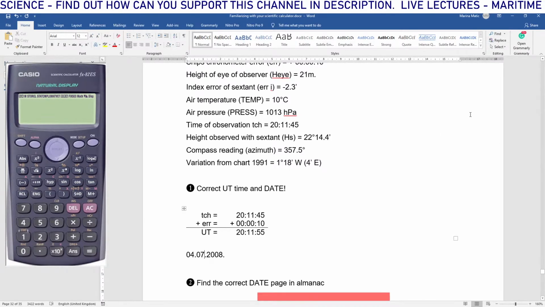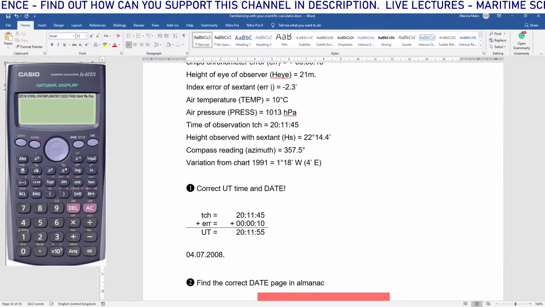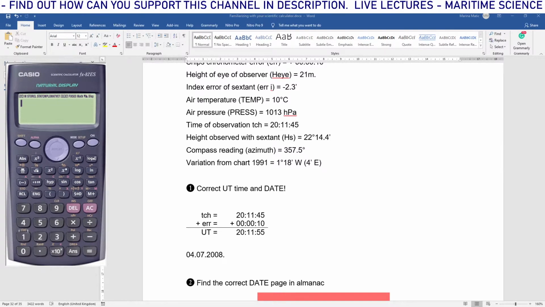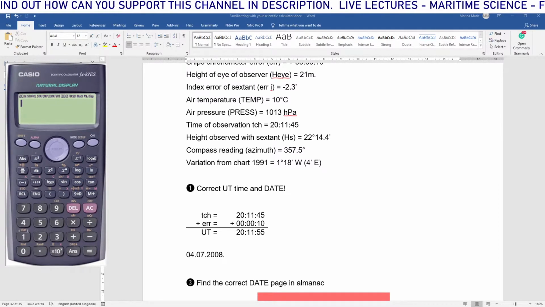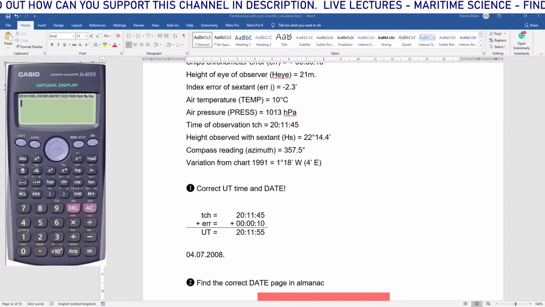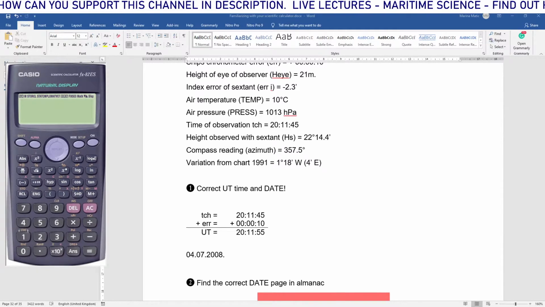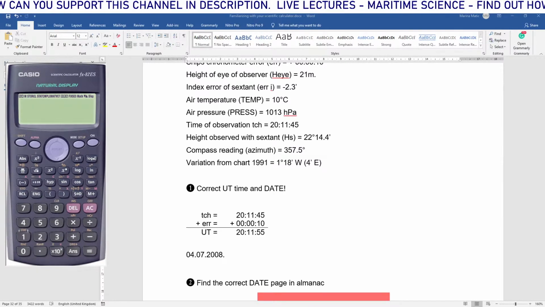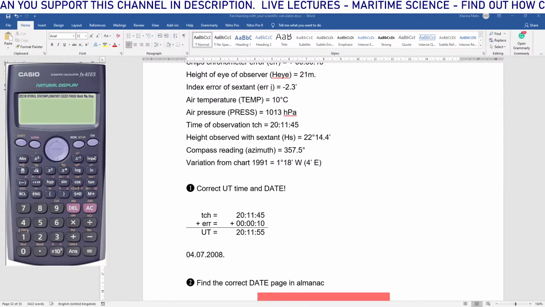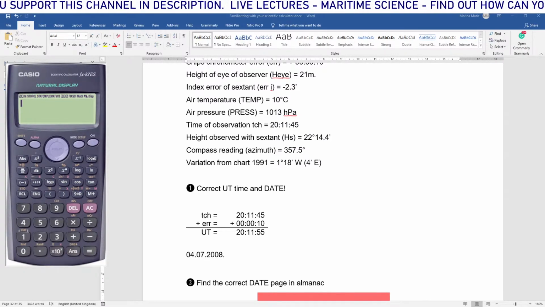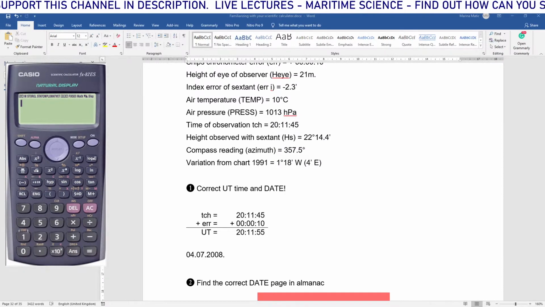So we are looking for 4th of July. Let me get 4th of July. Where is it? It should be somewhere in the middle. July is middle. June, July.